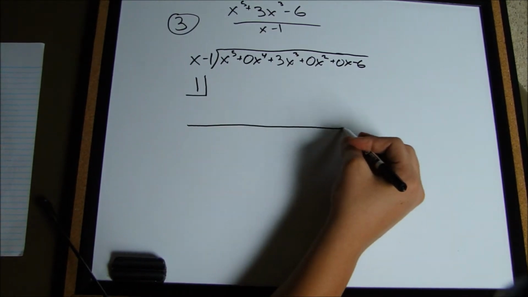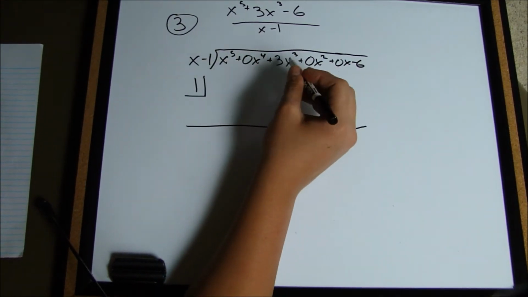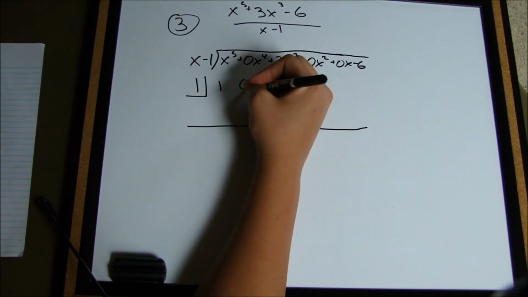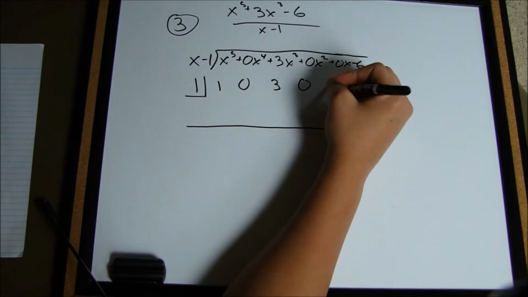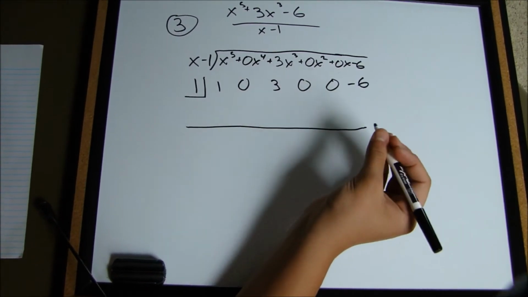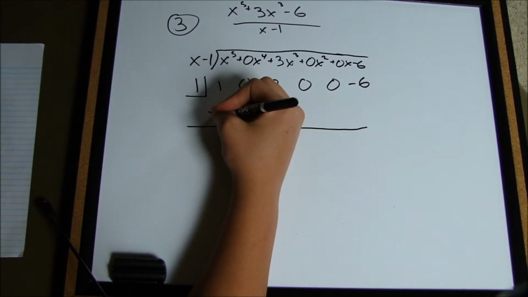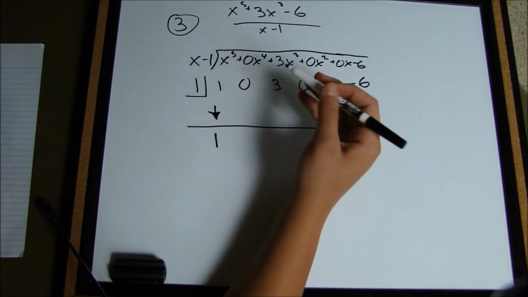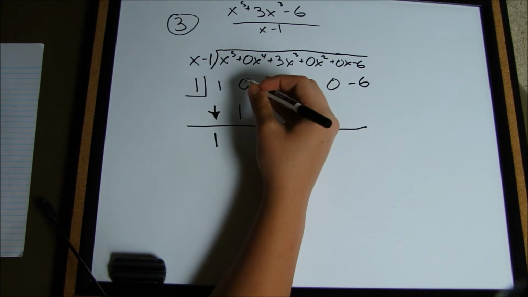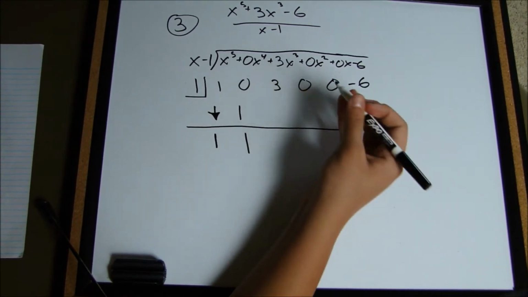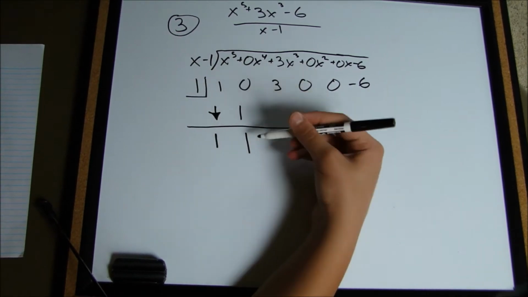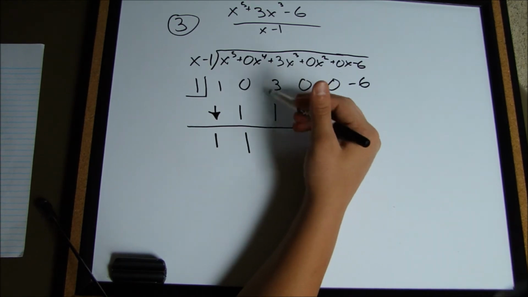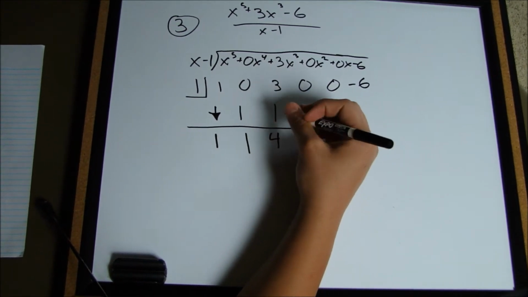And then we draw a line down here, and then we bring down each of the coefficients of this dividend and put them right here. So this would be 1, 0, 3, 0, 0, and negative 6. And then we bring this first variable straight down, so that's a 1, and then we multiply it by this number, and we get 1, and we put it right there, and then we add these two together, and we get 1, and then we put it down here, and then multiply it by the 1, we get 1, and then this time we add 3 plus 1, and we get 4.